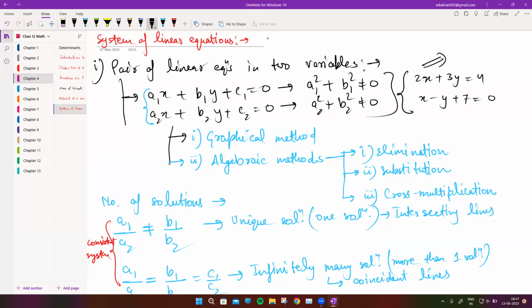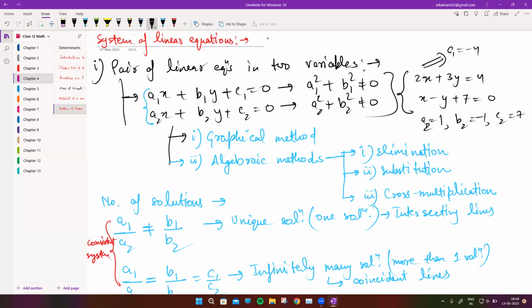You have to take 4 from right hand side to left hand side to get the value of C1 in this format. So A1 here will be 2, the coefficient of x. Then B1 will be the coefficient of y, 3. And C1 would be -4, right? And similarly, if I take this, A2 would be 1, B2 would be -1, and C2 would be 7, right? So that is how we can identify A1, B1, C1, A2, B2, C2.